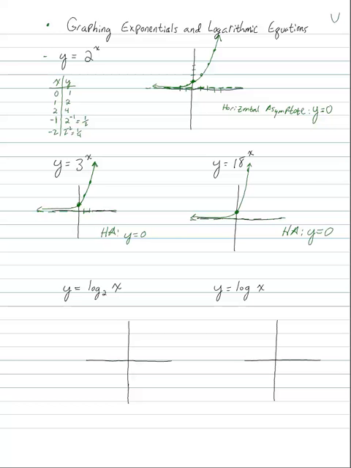So what we can deduce from this is that all exponential equations are going to have this shape. You see how they all have the same shape? They all go through that point 0, 1. And to the right, they shoot up. To the left, they go toward the x-axis and flatten out. Some are going to shoot up quicker. 18 to the x shot up a lot quicker. 2 to the x didn't. But they're all going to have this general shape.